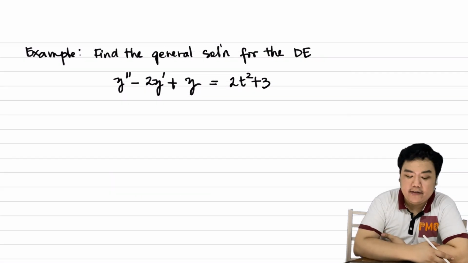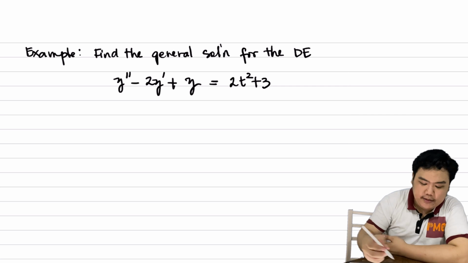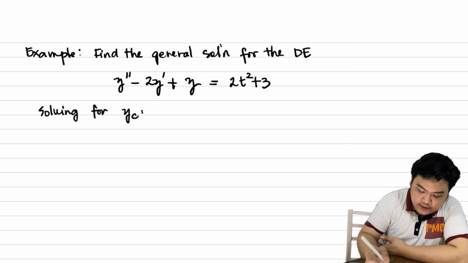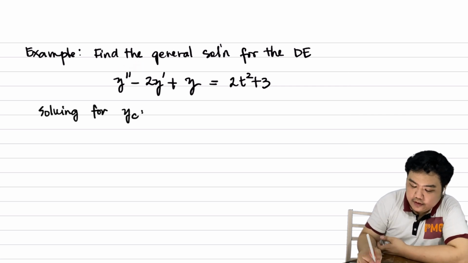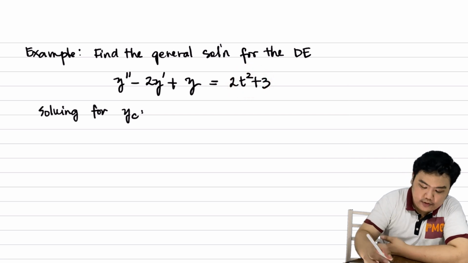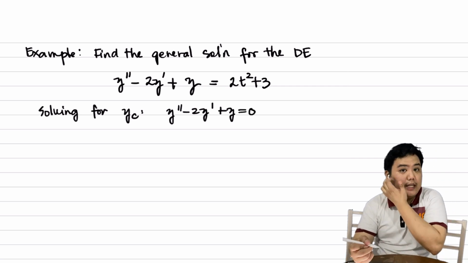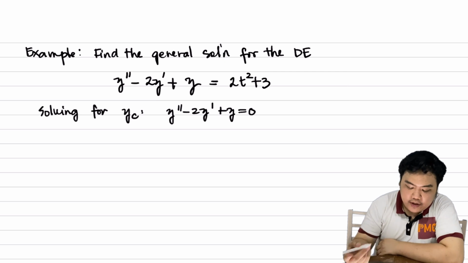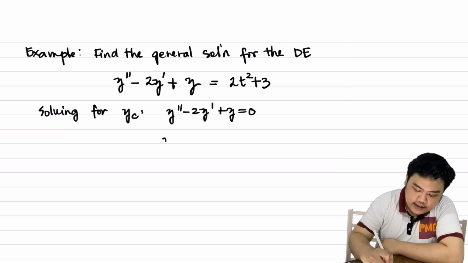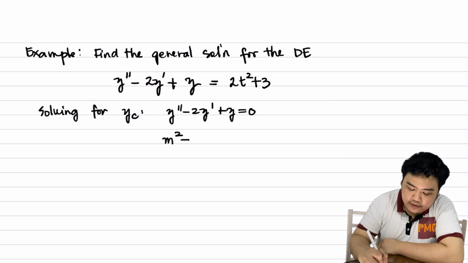Third example natin, find the general solution for this differential equation. Okay, so step 1, compute for y sub c. So, isi-zero lang natin tong part na to, no? So, y double prime minus 2y prime plus y is 0. So, you compute for the roots of the auxiliary equation. The auxiliary equation in this case is m squared minus 2m plus 1.